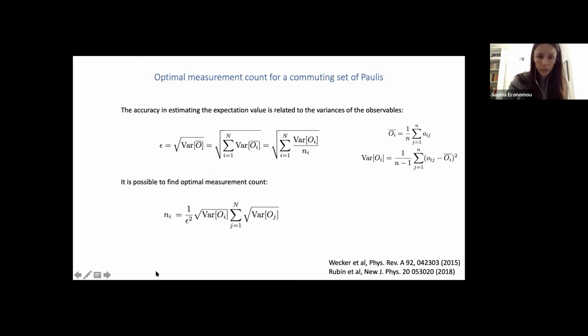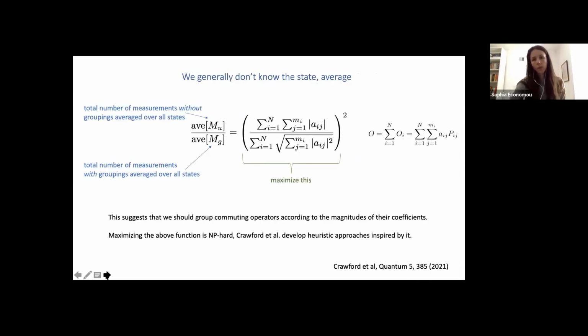So this problem has been attacked by many different groups, and now based on the collective work of several different groups, there's very nice results in the literature. I'll try to summarize them through these references. But basically you can find the accuracy in estimating expectation value by looking at the variance of the observable. And then based on that, you can find what is the optimal measurement count. And of course, you don't know what state you're creating on your hardware. So you need to make some kind of average, the same way that when we calculate fidelities, we average over states. And then in this very nice paper by Crawford and collaborators, they find some recipes for how to group Paulis.